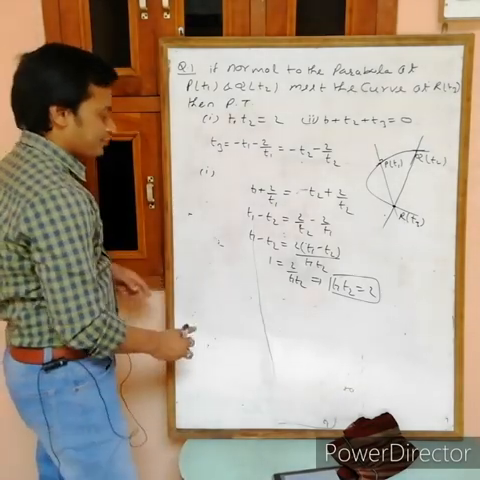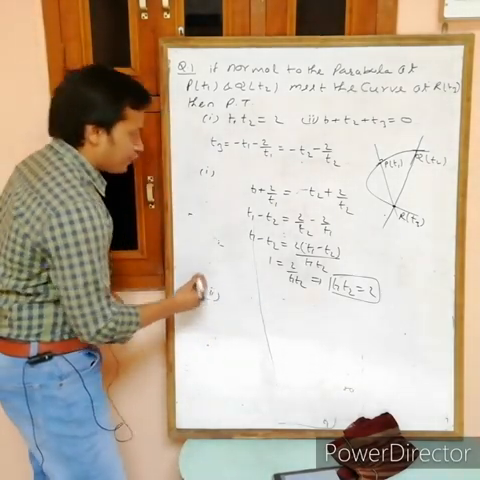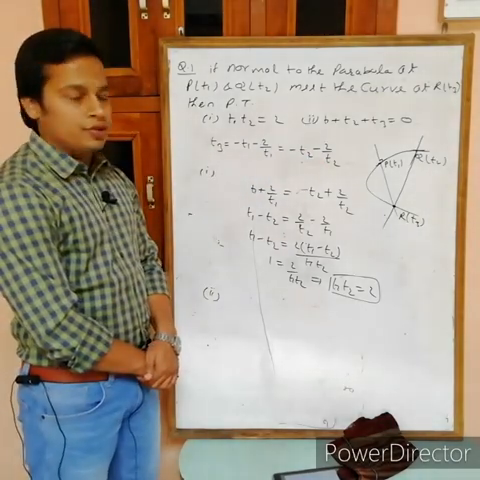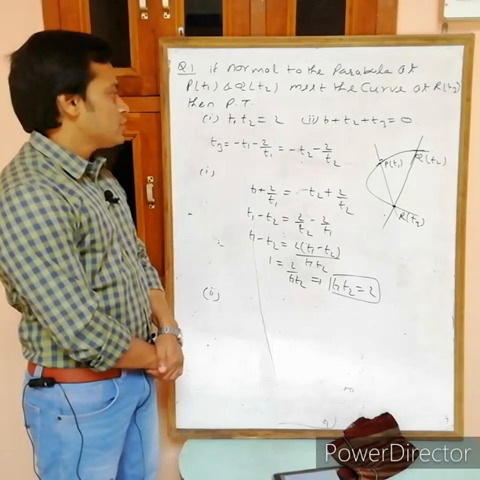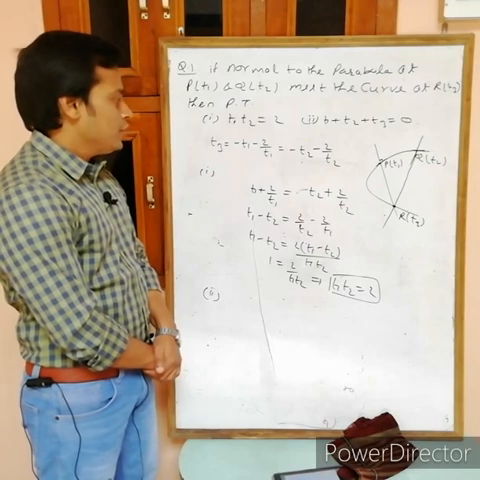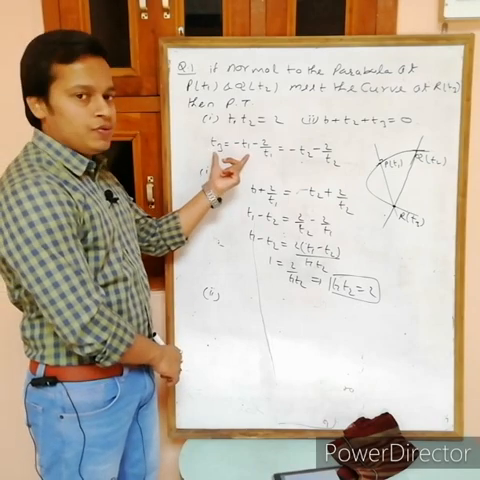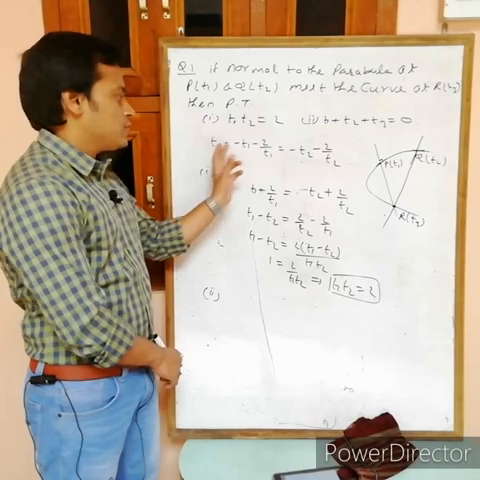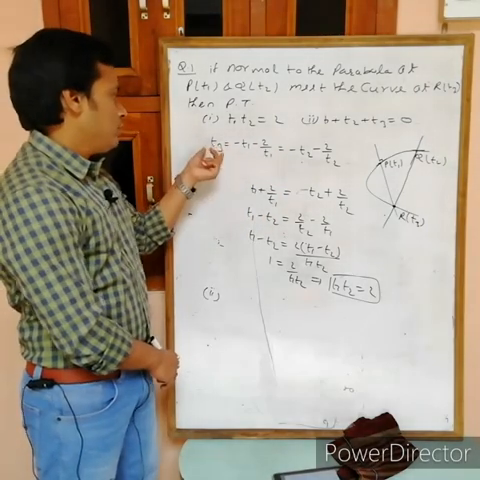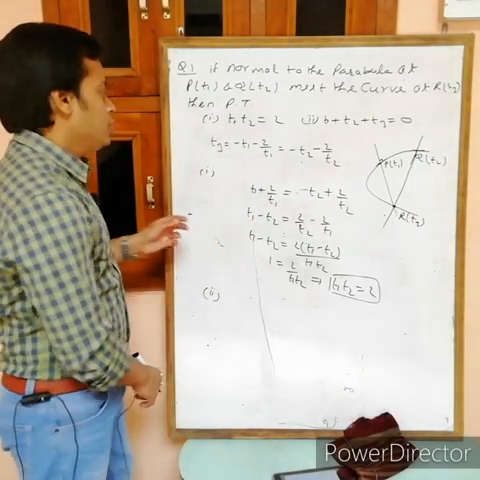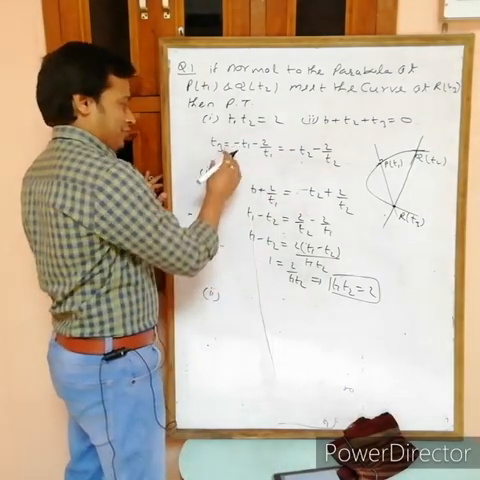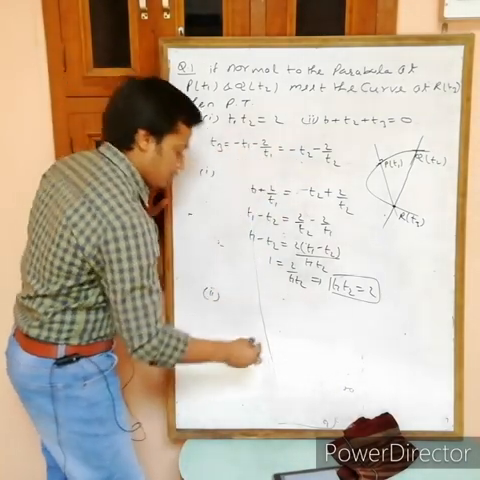Okay, now the second part. We want to prove that T1 plus T2 plus T3 equals 0. So now we want a relation between all three, T1, T2 and T3. How can I prove it? We have to involve T3, so either take T3 equals this one or T3 equals this one. Out of these two you can take any one. So I am taking this one.